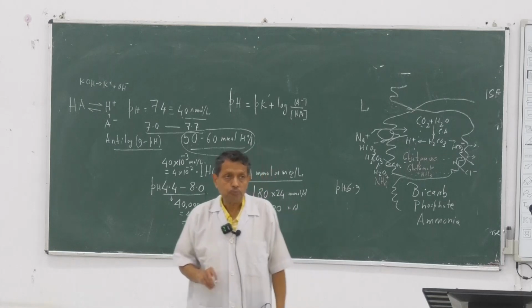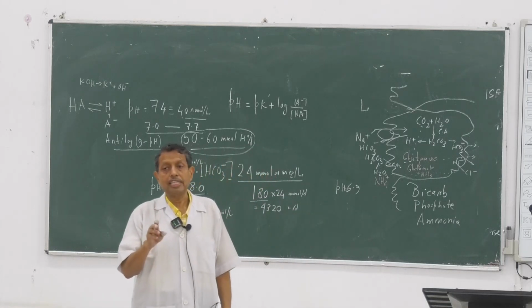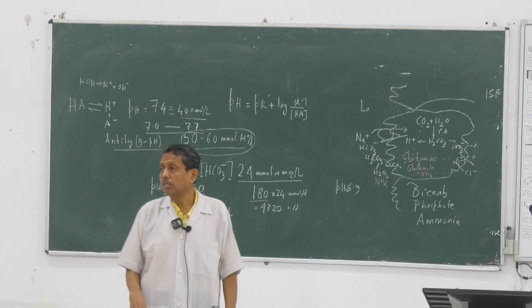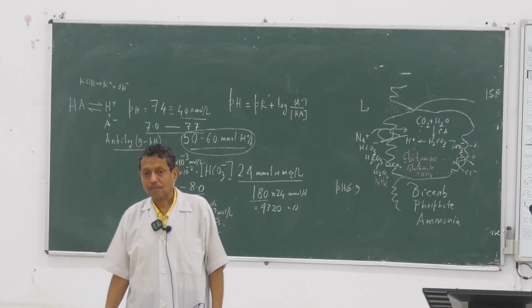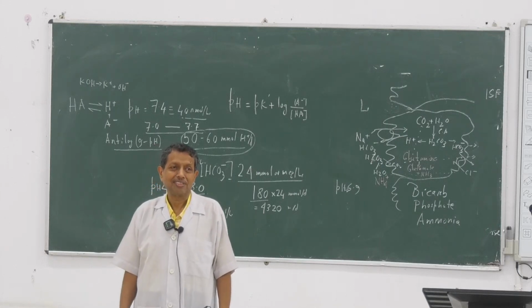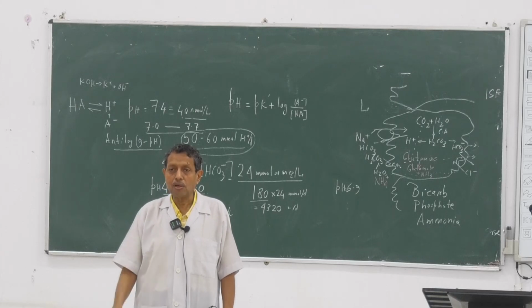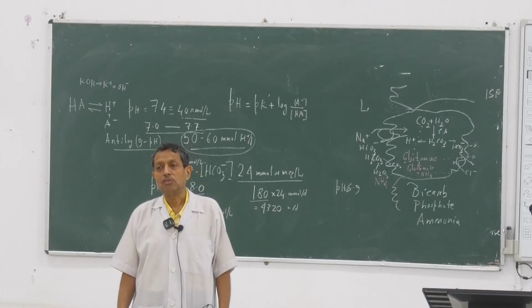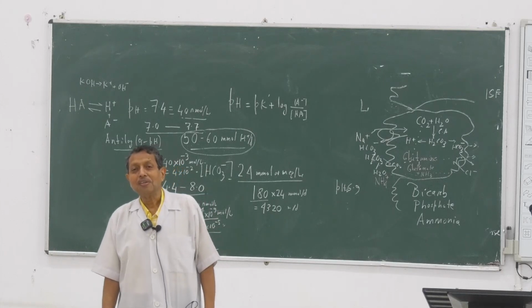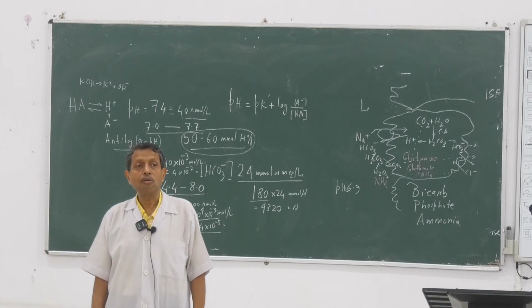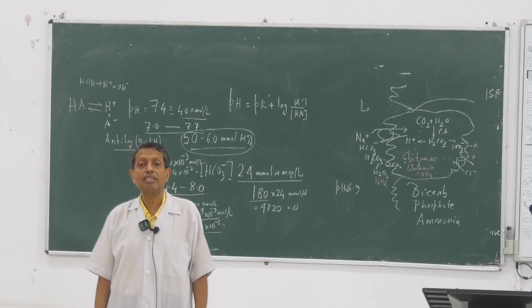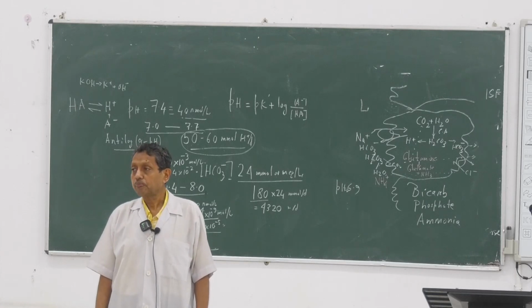Ammonia is freely diffusible, but the ammonium ion, when that is formed either in the interstitial fluid or in the lumen, cannot turn back. Because it becomes ionized and is surrounded by water molecules, it will not come out. So it is called non-ionic diffusion or diffusion trapping. This is a good example of non-ionic diffusion or diffusion trapping.